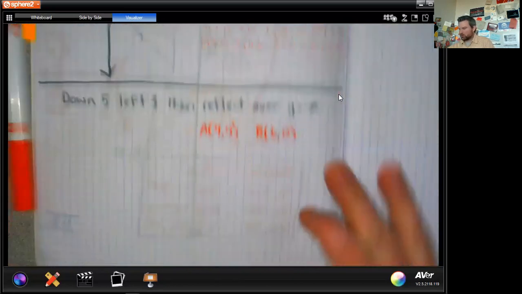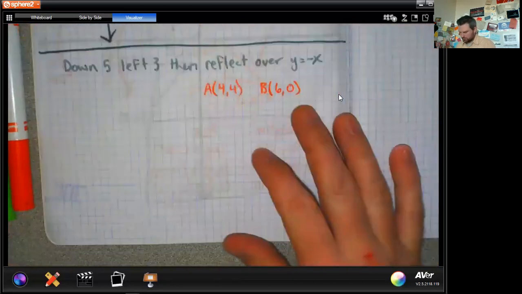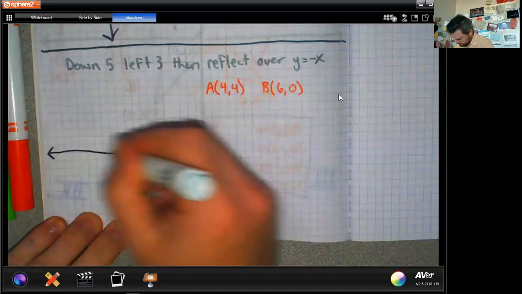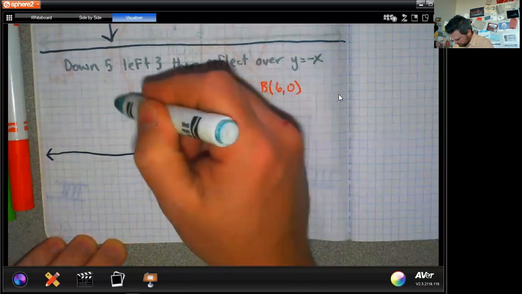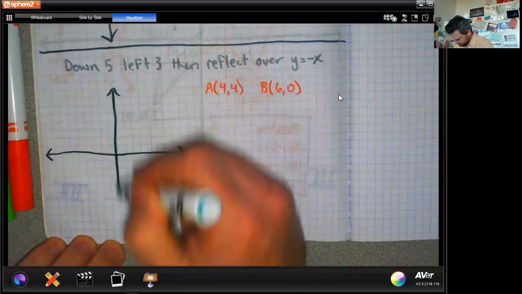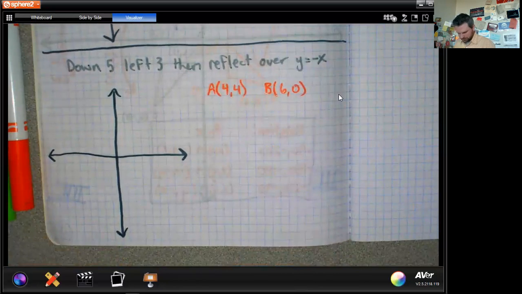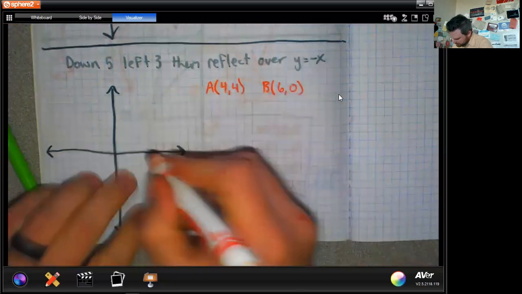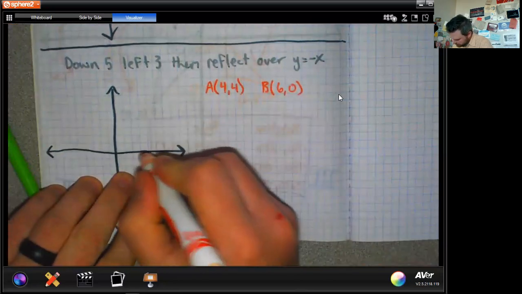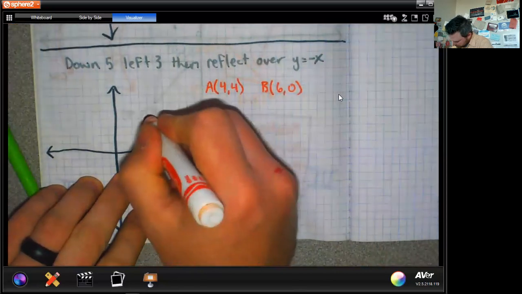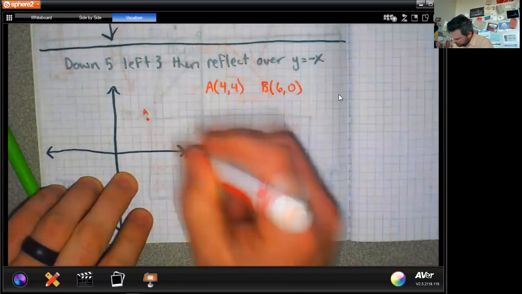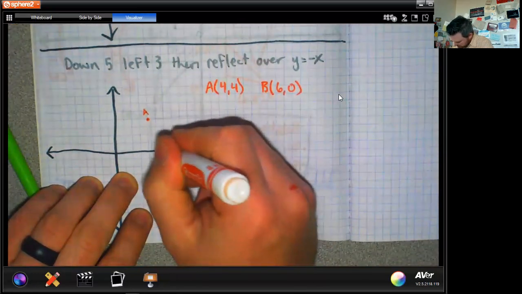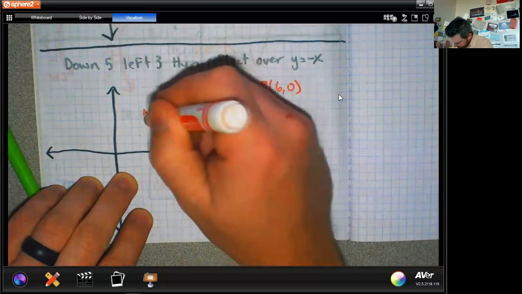Go ahead and draw our graph here. And we'll put points A and B on there. So A is at 4, 4. 1, 2, 3, 4. 1, 2, 3, 4. This is A. And B is at 6, 0. So 4, 5, 6, 0 is B. Okay.